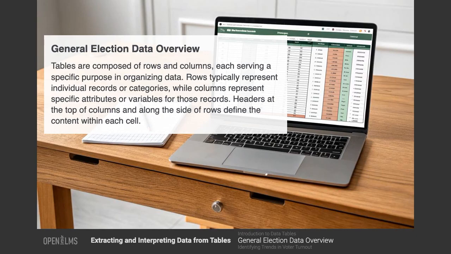General Election Data Overview. Tables are composed of rows and columns, each serving a specific purpose in organizing data. Rows typically represent individual records or categories, while columns represent specific attributes or variables for those records. Headers at the top of columns and along the side of rows define the content within each cell.